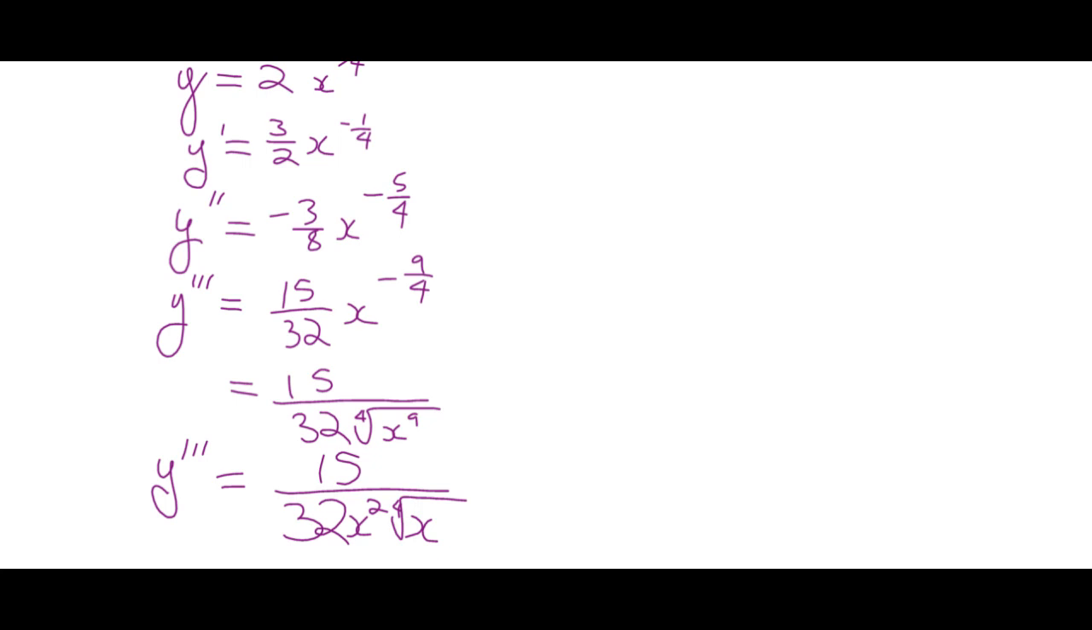Okay. So you're likely at some point to be sitting there looking at 15 over 32 x to the negative 9 quarters, and you're looking in the back, and it's got that 15 over 32 x squared fourth root of x, and you just have to say, oh, right, okay. So I can take the negative 9 quarters, make it a positive 9 quarters by moving that down to the denominator, and it's the fourth root of x to the ninth, and where the heck is the x squared? Oh, right, because x to the ninth, etc.